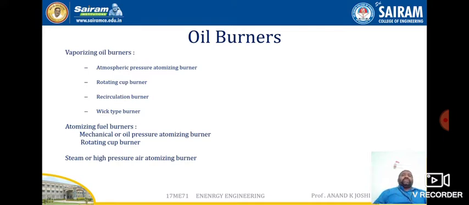One category is vaporizing oil burners, which include the atmospheric pressure vaporizing burner, rotating cup burner, recirculating burner, and wick type burners. The second main category is atomized fuel burners, which include the mechanical or oil pressure atomizing burner, rotating cup burners, and steam or high pressure air atomizing burners. So these are all the types of burner. Let us discuss one by one the function of oil burners.